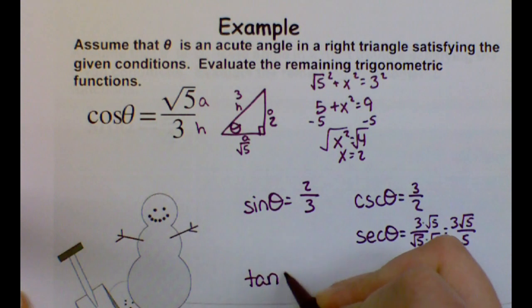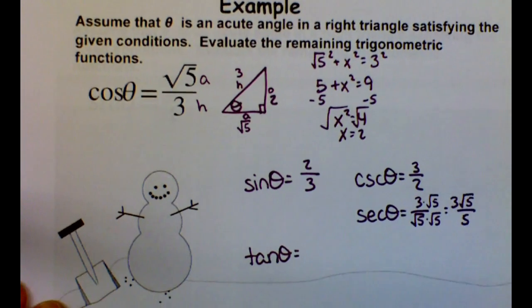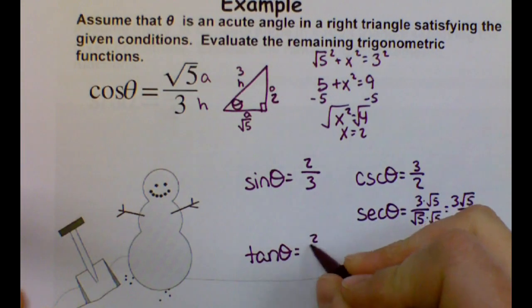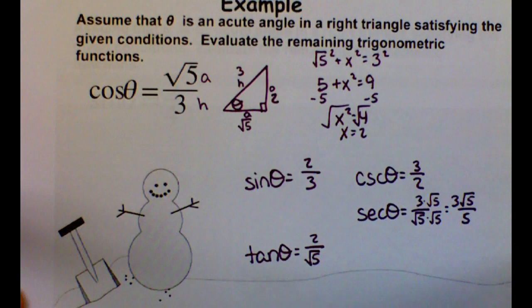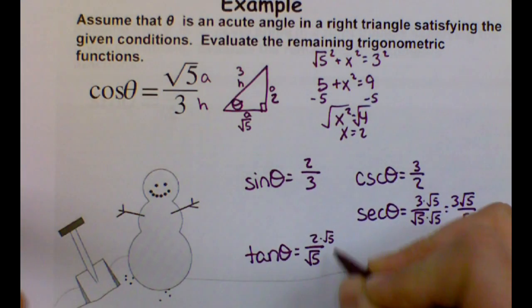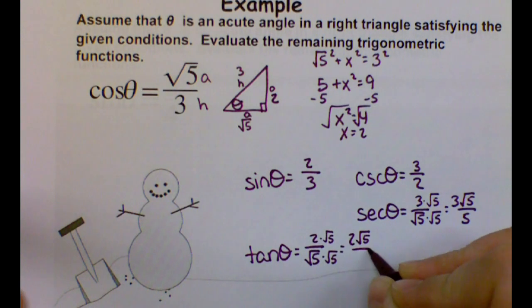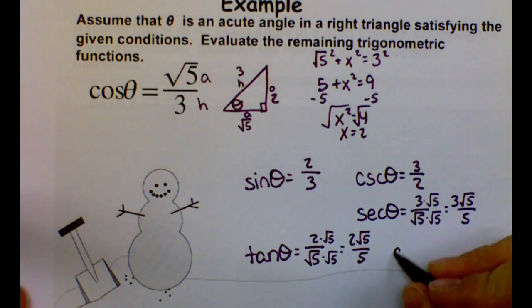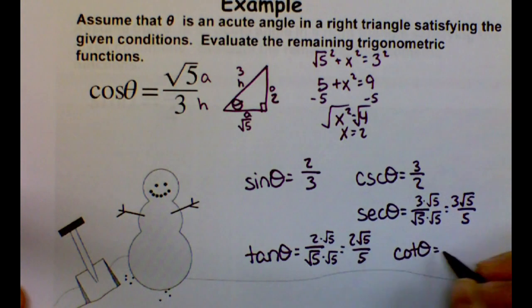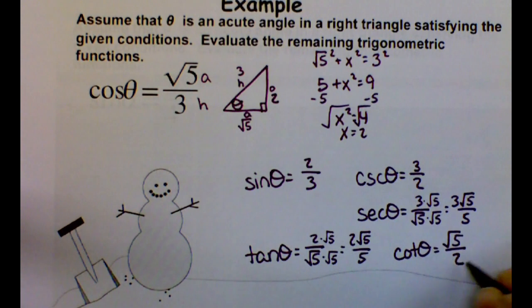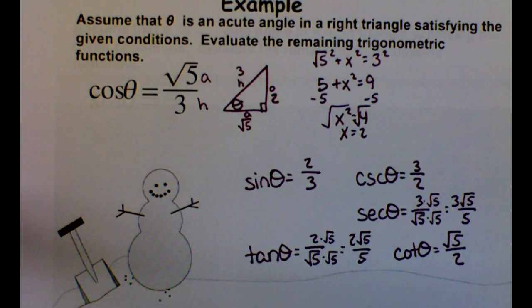And then the tangent of theta. Tangent is opposite over adjacent, so we have 2 over the square root of 5. Rationalize our denominator by multiplying it on up. We have 2 square root 5 over 5. And tangent lines up with the cotangent. If we take the reciprocal before rationalizing, we have the square root of 5 over 2. And there are all of our trig functions.